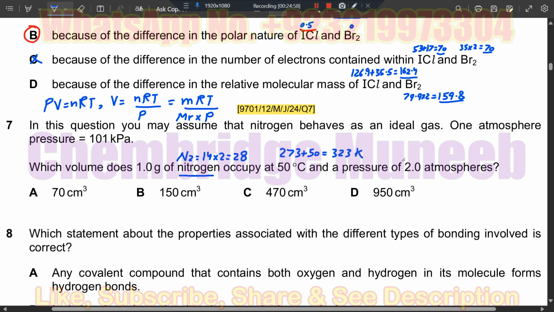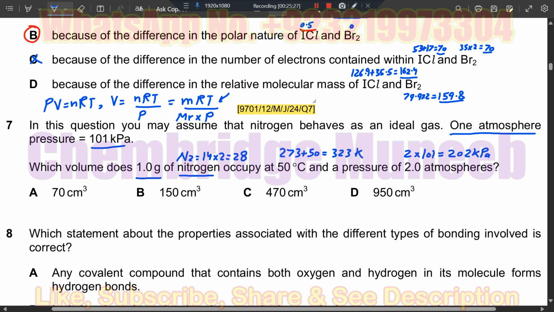The pressure must be indicated in terms of Pascal or kilopascal, but if we represent it in terms of kilopascal, that would be fine. So if 1 atmosphere is equal to 101 kilopascal, then 2 atmosphere will be equal to 2 times 101. This is equal to 202 kilopascal. The mass of the nitrogen gas is already given here, that is 1 gram.